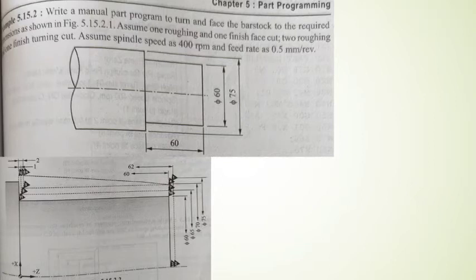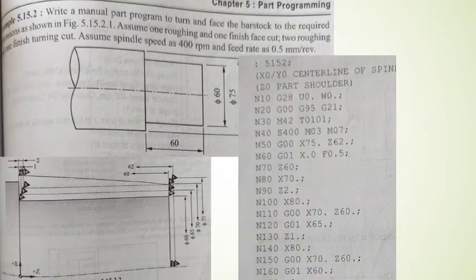Now it is needed to identify different coordinates for all those points from 1 to 12 while writing the part program. Here this 62 indicates extra material is kept for roughing pass, whereas this 2 mm indicates extra material is kept for first roughing operation, and this 1 mm indicates the extra material kept for final finishing operation. Accordingly, dimensions in the part program needs to be identified. This is the answer for the numerical.